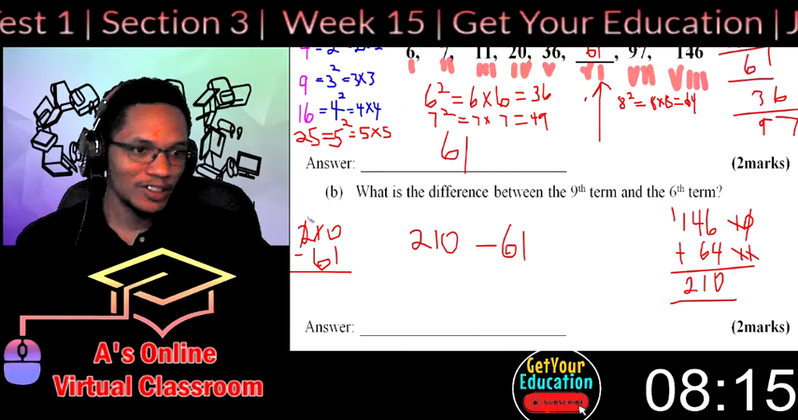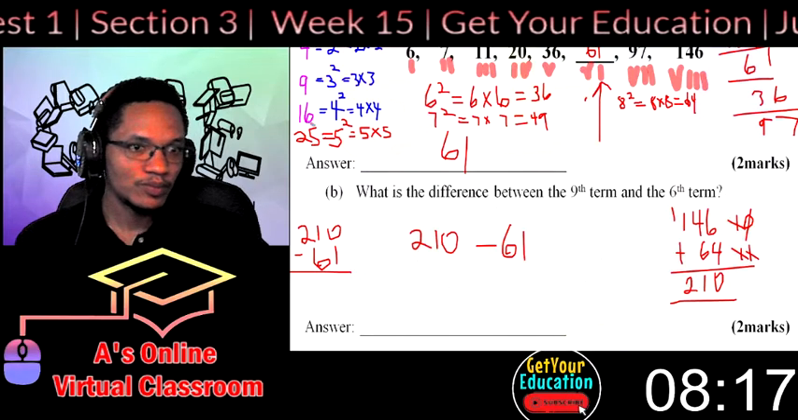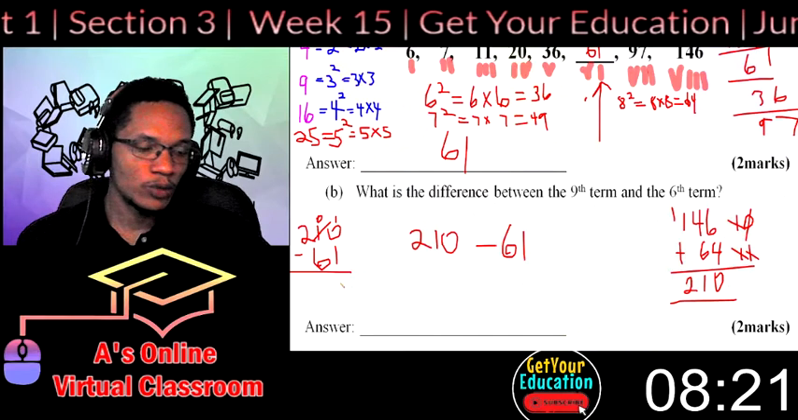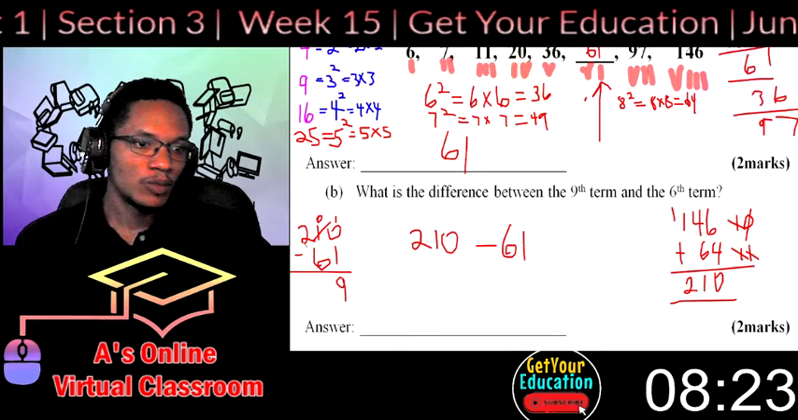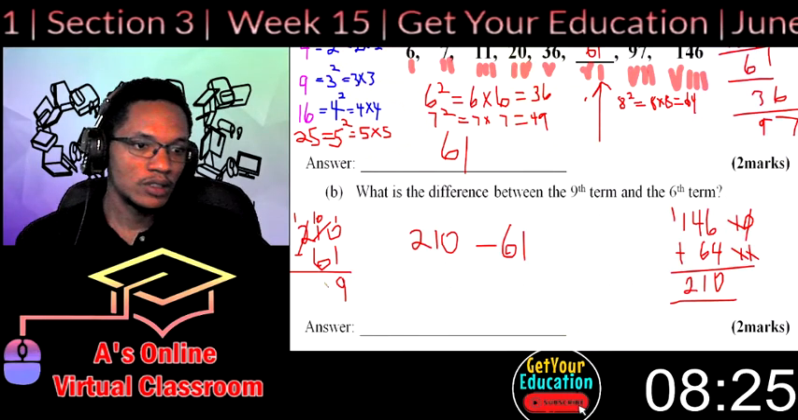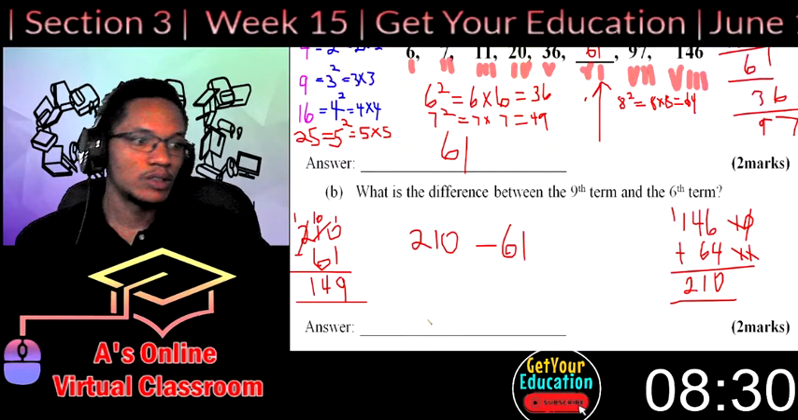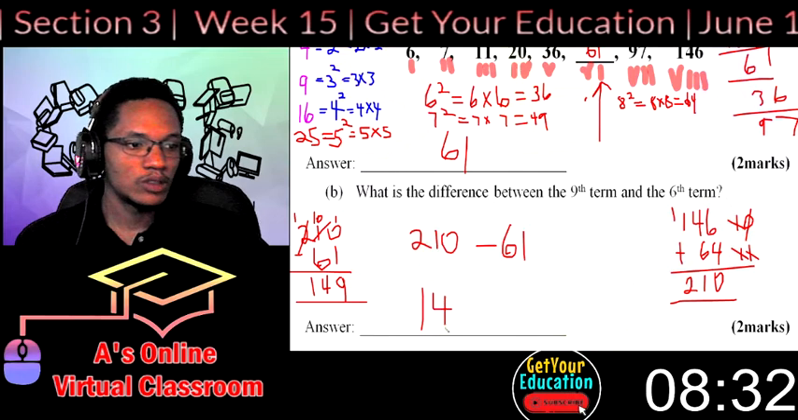Alright, let me do that over because I don't want to skip anything. So I'm going to borrow from the 1. 10 take away 1 is 9. Borrow from the 2. 10 take away 6 is 4. And we get 1. So this answer is 149.